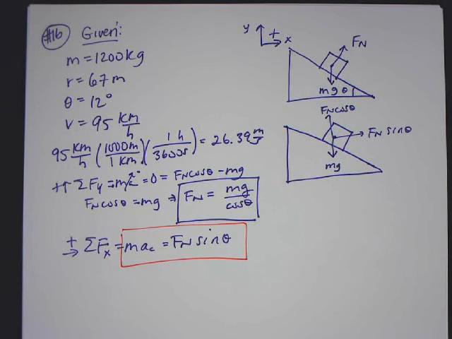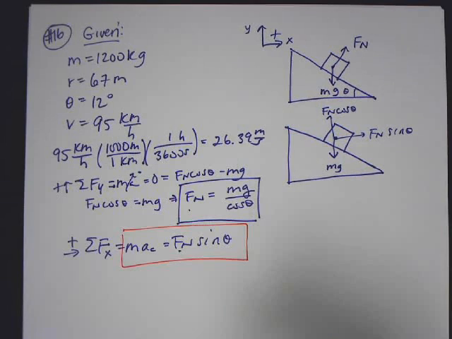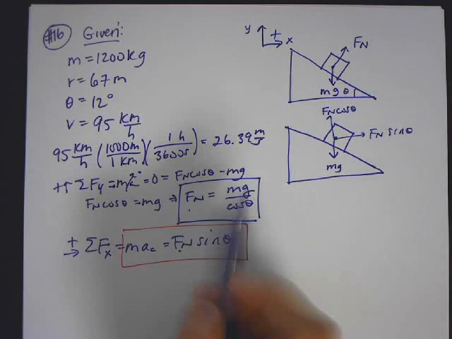So what I would do is we want to find what that force is. So we'd rearrange the equation, and I would substitute one equation equal to the other. Well, so we know the mass. We have Fn equals that, and we can plug in numbers. It's 12,000 times 1.8 divided by the cosine of 12.